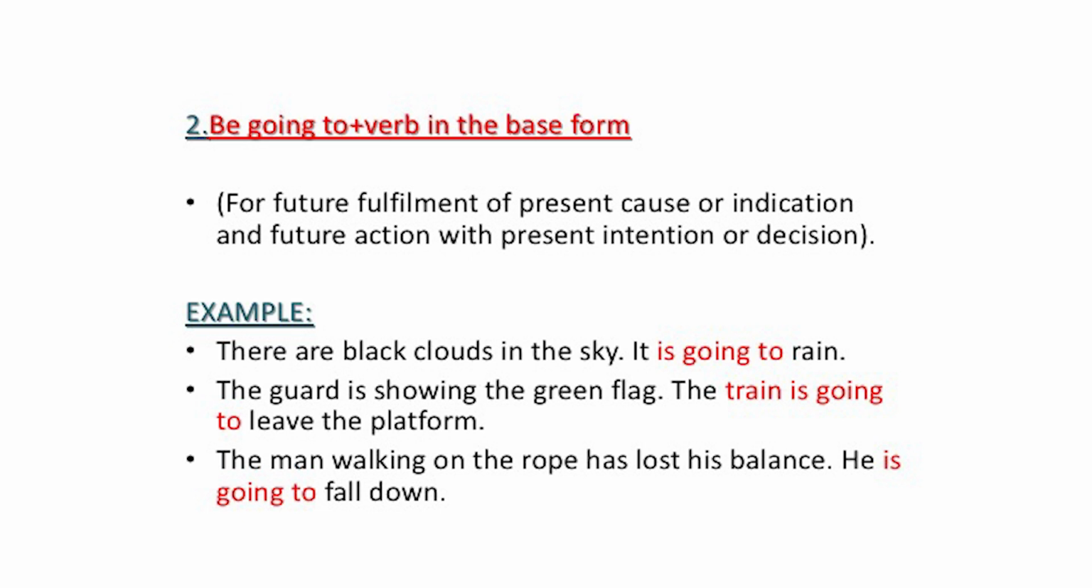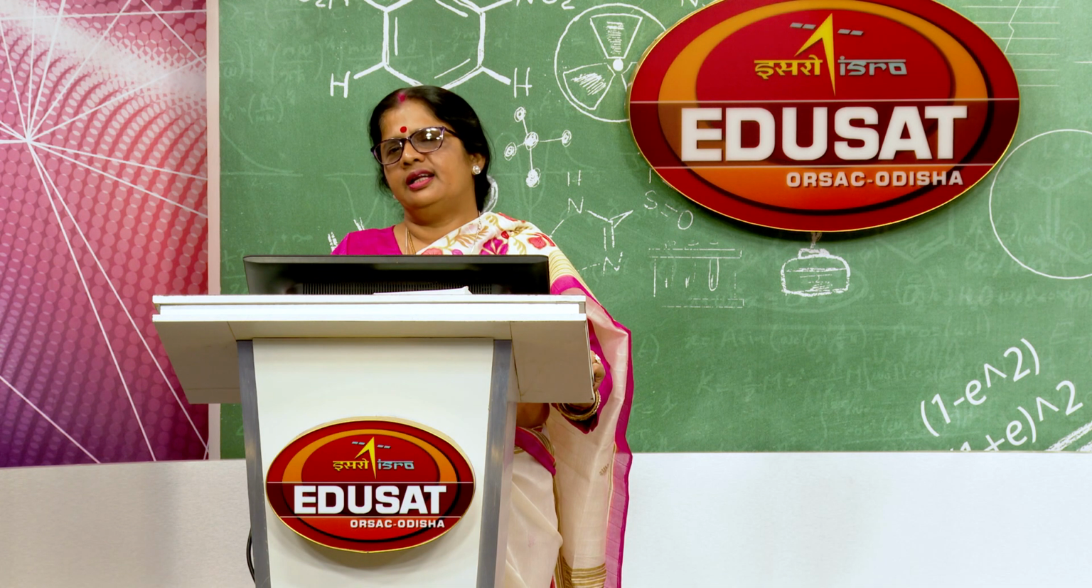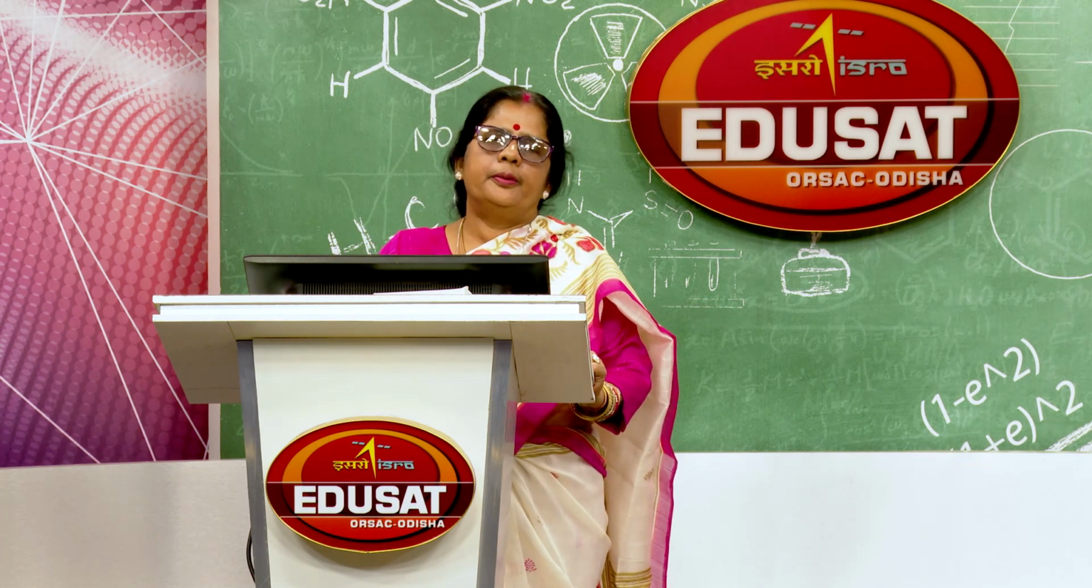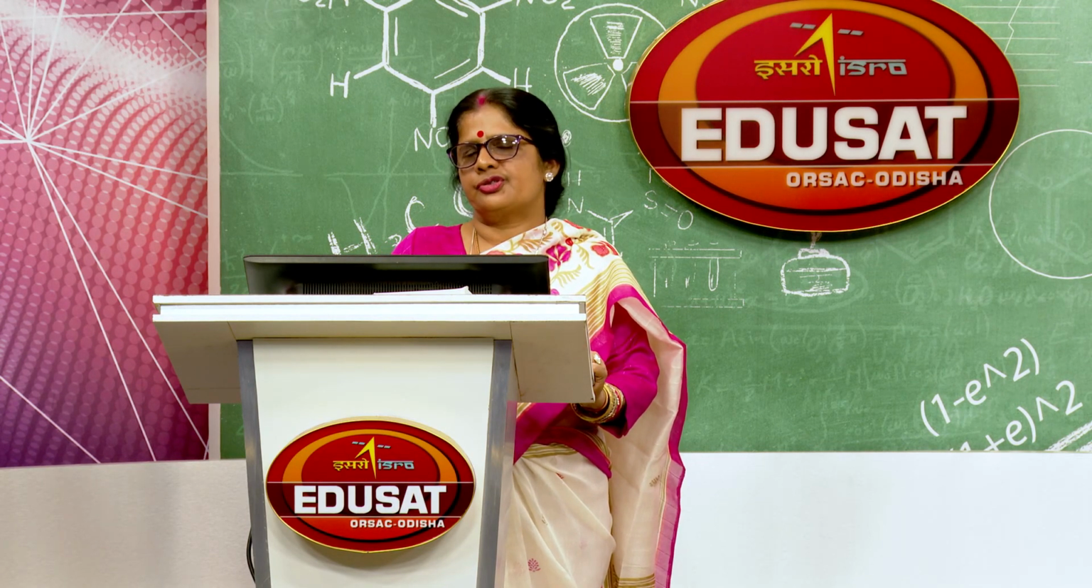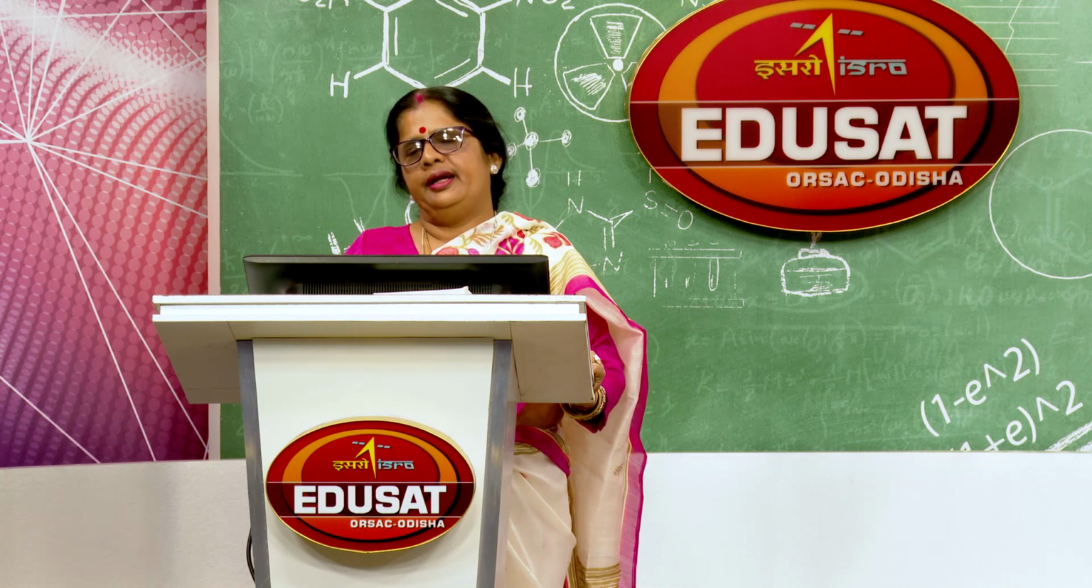So, what is the external indication? The external indication is the black clouds in the sky, the thunder, the lightning. From this we have made the inference, we have made the prediction, it is going to rain. So, for a future action with present intention or decision, for external indication for the future, we use be going to plus main verb in the base form. Take another example.